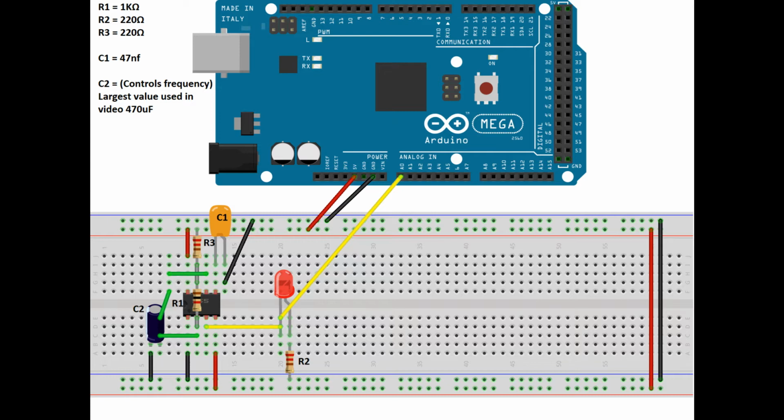The initial value for C2 is 470 microfarads. As the value of this capacitor is reduced, the frequency of the circuit increases. I used a value of 47 nanofarads for the other capacitor C1. It does not impact on the frequency of the square wave.